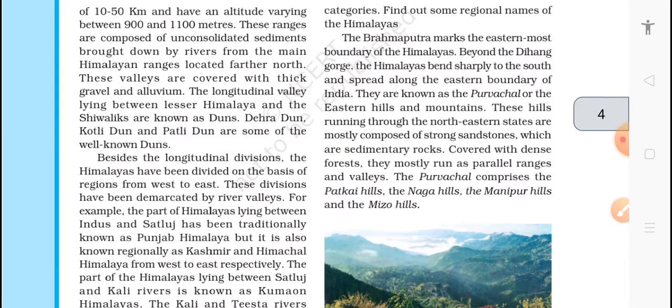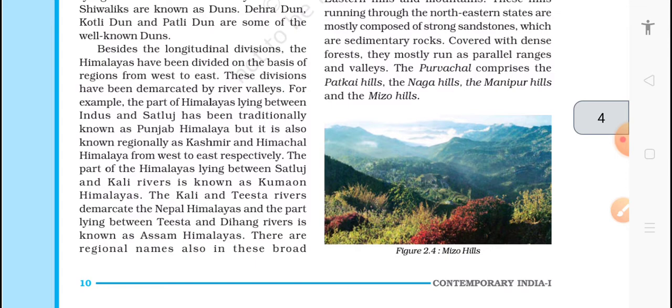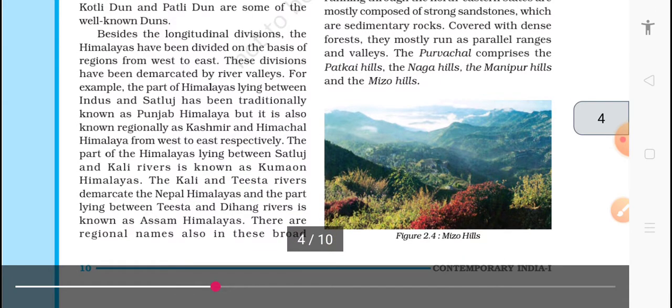Besides the longitudinal division, the Himalayas have been divided on the basis of region from west to east. These divisions are demarcated by the rivers. For example, the part of the Himalaya lying between the Indus and the Satluj has traditionally been known as the Punjab Himalayas, but it is also known as the Kashmir and Himachal Himalayas from west to east respectively. The part of the Himalayas lying between the Satluj and the Kali River. So here Satluj is also the name of a river which is in our north part, Jammu and Kashmir.